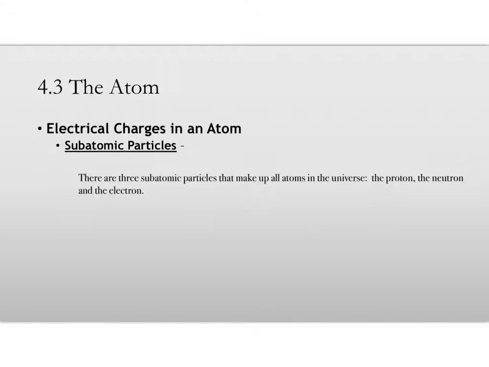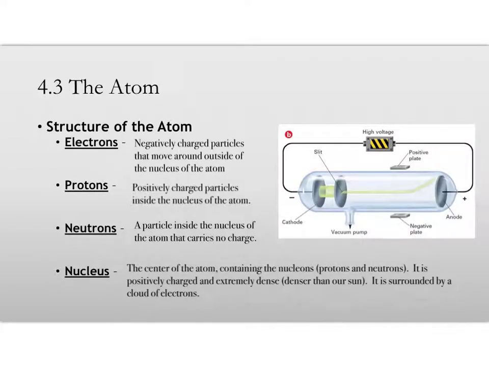So subatomic particles are the particles that make up an atom, essentially. The electron, the proton, and the neutron. Those are the three subatomic particles. Electrons are negatively charged particles that move around outside of the nucleus of the atom. Protons are positively charged particles inside the nucleus of the atom. Neutrons are particles that are inside the nucleus of the atom, just like protons, but they carry no charge.